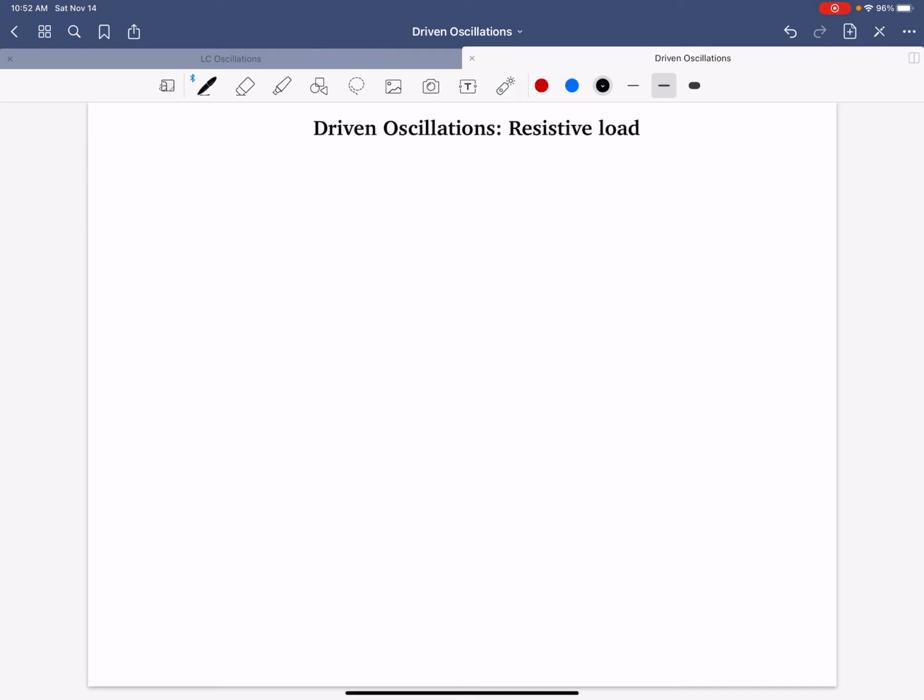Alright, so in previous videos, we've talked about just an inductor and a capacitor in series in a circuit, and that's it, right? There was not a voltage source. Now let's introduce a sinusoidally varying voltage source, right? This means that the oscillations in the circuit will be driven or forced, okay?